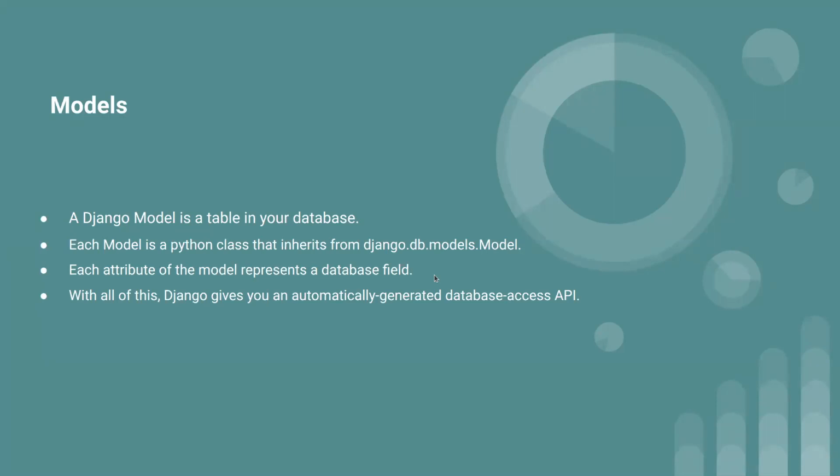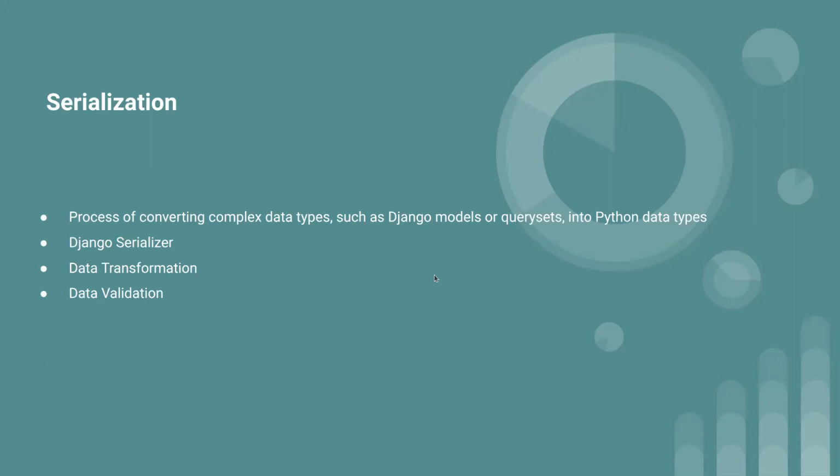The next one is serialization. In Django, serialization refers to the process of converting complex data types such as Django model instances into a format that can be easily rendered. Django REST framework has serializers to perform serialization.